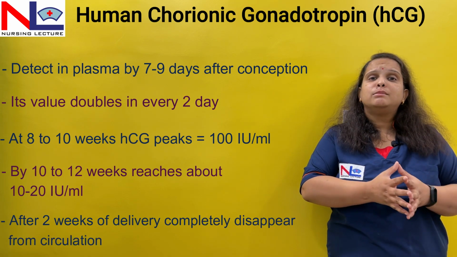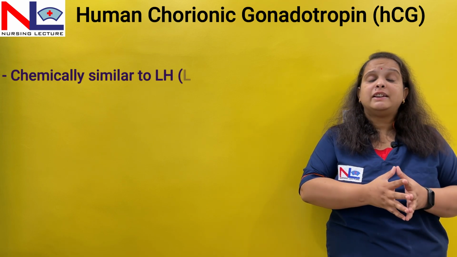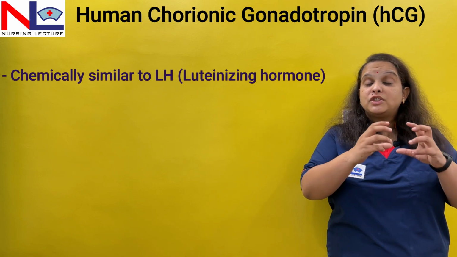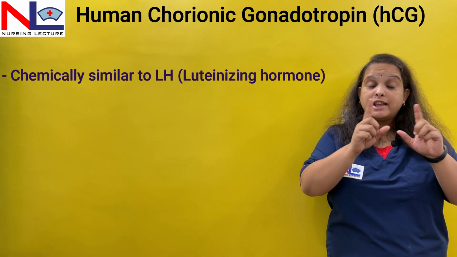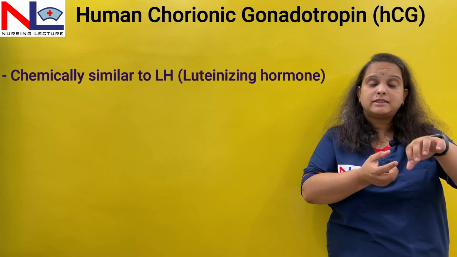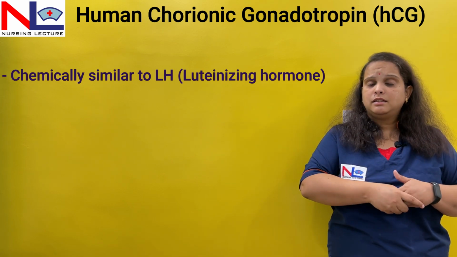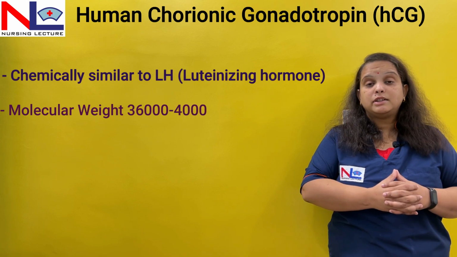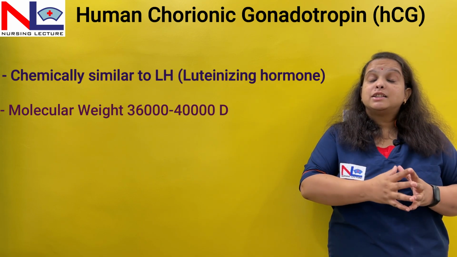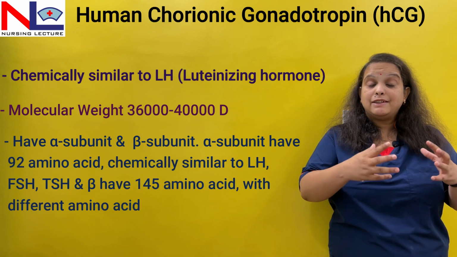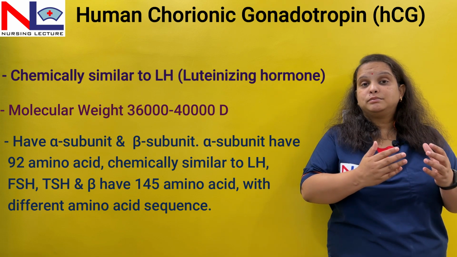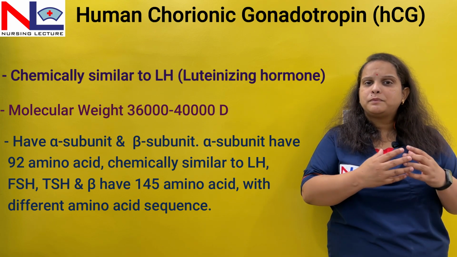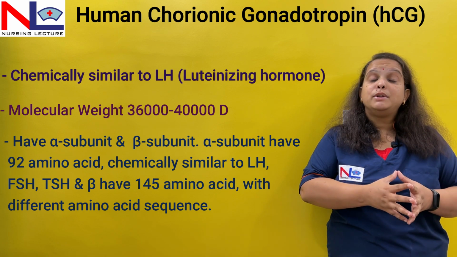This hormone is quite similar to the luteinizing hormone released from the pituitary gland, and it acts on organs or structures that have LH-HCG receptors on their plasma membrane. The hormone binds to those receptors and alters their function. The molecular weight of HCG is around 36,000 to 40,000 Dalton, and it has two subunits, alpha and beta. The alpha subunit is quite similar to other glycoprotein hormones like LH, FSH and TSH, but the beta subunit is different because it has a different amino acid sequence.